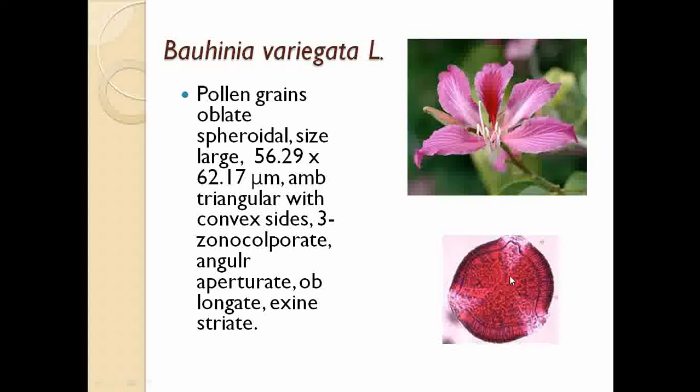Then here you clearly observe the three zones, or you can say the three apertures. So this is a three zonocolporate structure, while here the zones, or apertures, are angular. And the exine, if you observe here, is straight, and generally the size of exine present here is about 4 micrometer.